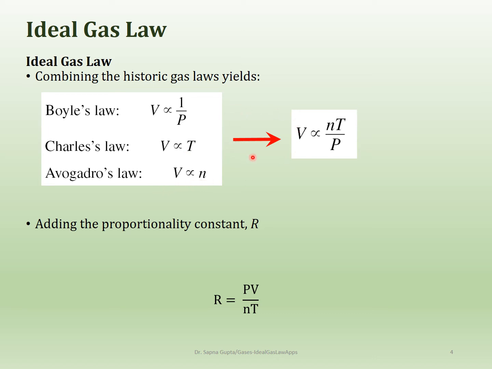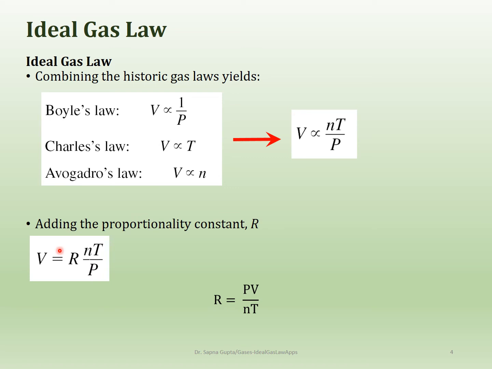So when we combine all of these things to give one law, it means that the volume is directly proportional to moles and temperature and inversely proportional to pressure. Okay, so now we have this one beautiful looking equation, which, if we want to remove the proportionality symbol, we need to add a constant, as we've been talking about. So adding the proportionality constant will give us this kind of an equation.